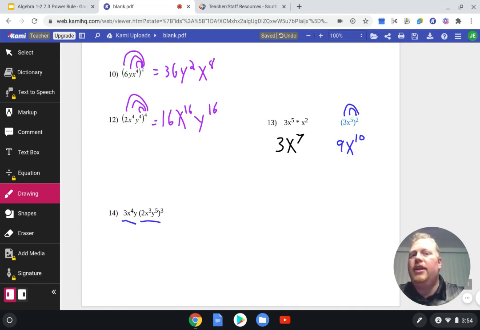So how do you know which thing to do first, the product rule or the power rule? Well, the product rule is multiplying two terms together, whereas the power rule is dealing with exponents. So PEMDAS, please excuse my dear Aunt Sally, tells me I have to deal with exponents first, and then I can deal with multiplication. So I'm going to temporarily ignore that 3x to the fourth y, and I'm going to focus on just the exponent, doing the power rule.